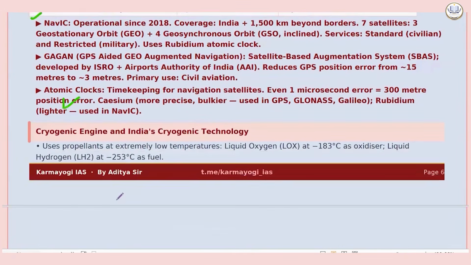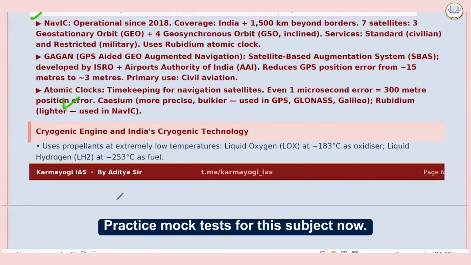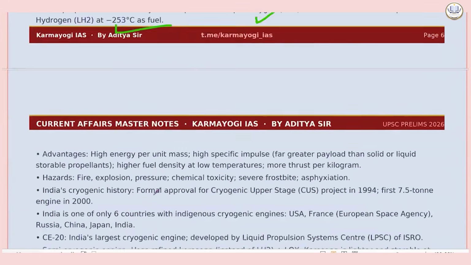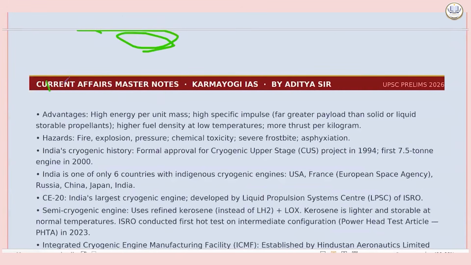Cryogenic engine in India. It is cryogenic technology, and it uses propellants at extremely low temperature, liquid oxygen at minus 183 degrees Celsius as oxidizer, liquid hydrogen as fuel. So what is oxidizer? Liquid oxygen, liquid hydrogen is a fuel. Advantages: high energy per unit mass, high specific impulse, far greater payload than solid or liquid storable propellants, higher fuel density at lower temperature, more thrust per kilogram. There can be hazards as well, like fire, explosion, pressure, chemical toxicity, severe frostbite, asphyxiation.